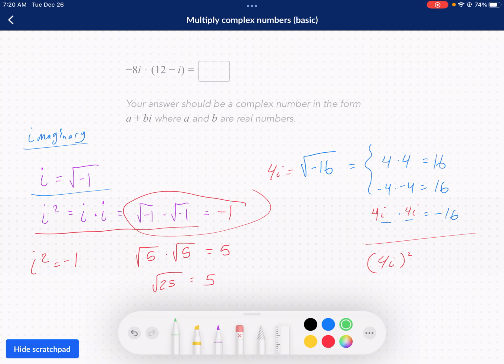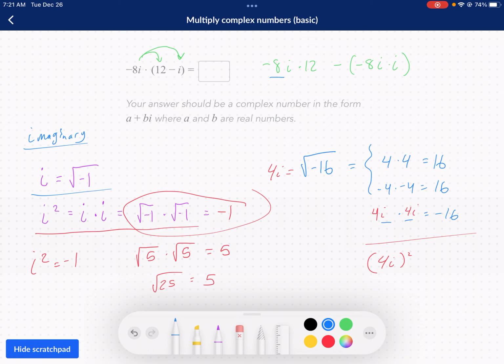What we're going to do with this problem is first distribute this negative 8i to both those terms inside the parentheses, and we're going to multiply them. So I have negative 8i times 12, and then minus, I'm going to put parentheses here, negative 8i times i, like that. Let's start with the easier one, which is the left side.